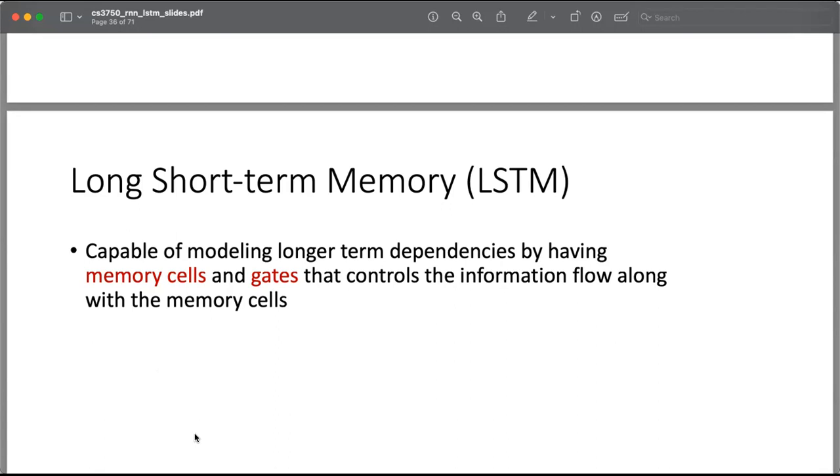So the whole idea now is to circumvent the problem with the intensive memory requirements, because when you train a recurrent neural network, you want to keep track of the long-range history, because that becomes important when you want to make a prediction beyond the data for which you have fitted the model. So the idea of the long short-term memory is that it should be capable of modeling longer-term dependencies by having memory cells and gates that control information flow along with the memory cells.